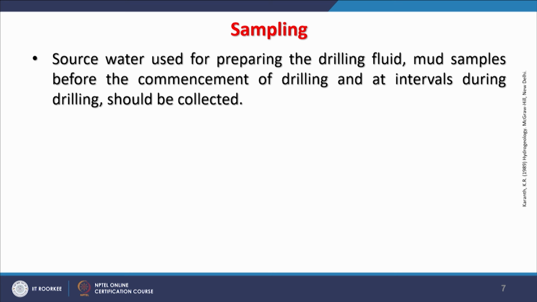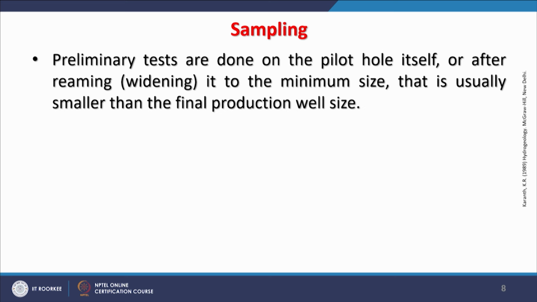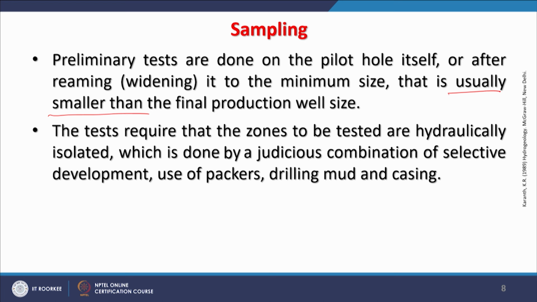Now, this is the source water which we prepare for drilling fluid, mud samples before commencement. The preliminary tests are done on the pilot hole itself, or after reaming or widening. It is the minimum size, that is usually smaller than the final production well size. So, if I give an example of a 6-inch hole, then the final borehole may not be exactly 6-inch, it may be less, because the casing pipe is put in, and it is not all the time touching all the walls. So, therefore, it would be smaller than the original hole which was intended.